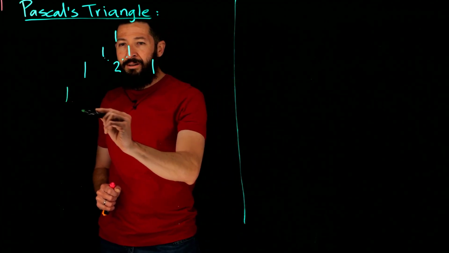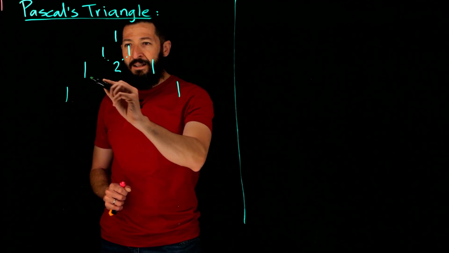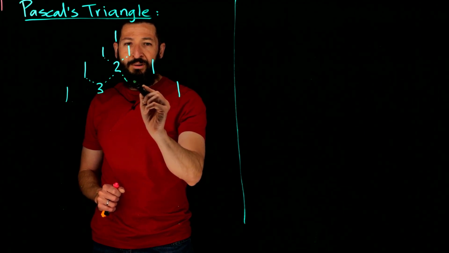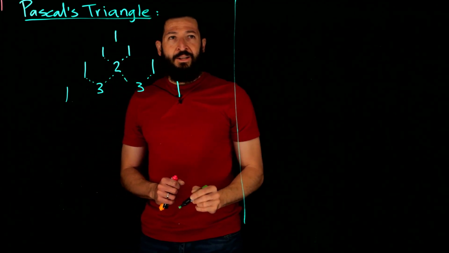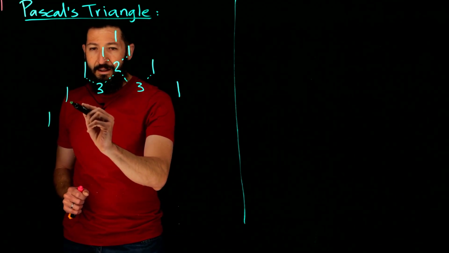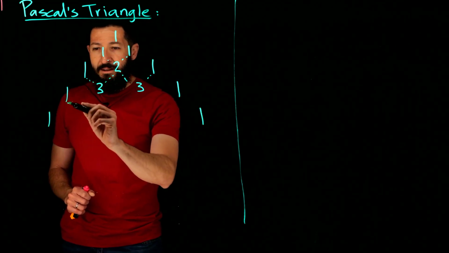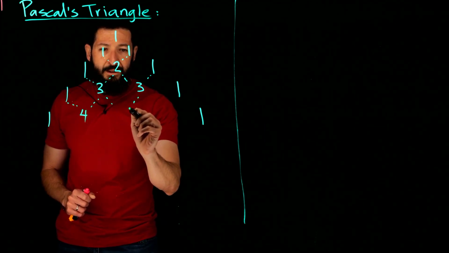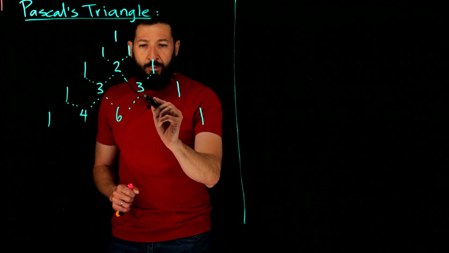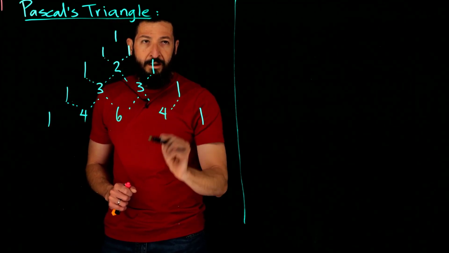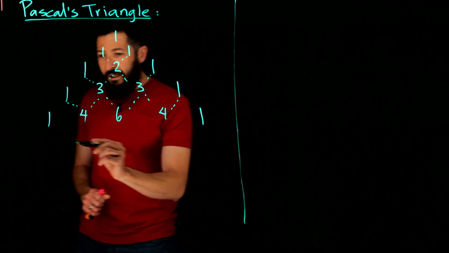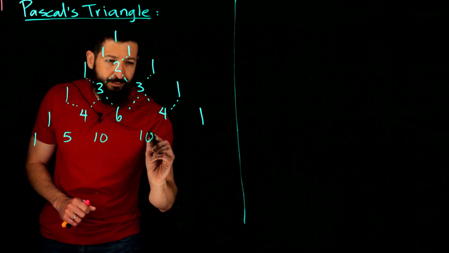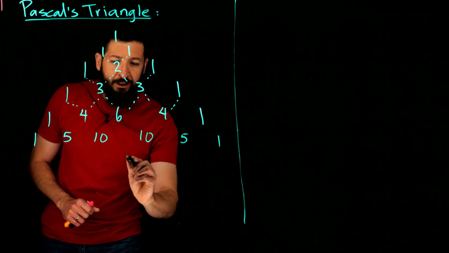Next row, I do a 1 and a 1 at the end. And then in between these two, I put their addition. So 1 plus 2, 3. And here I put their addition, 3. Next time around, and 1 at the end. 1 plus 3, 4. 3 plus 3, 6. And 3 plus 1, 4. And so forth and so on. And let me do one more without saying much. Just write it out quickly. And you can continue like that.